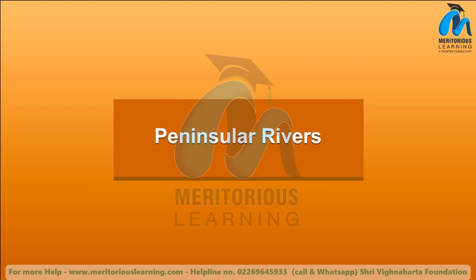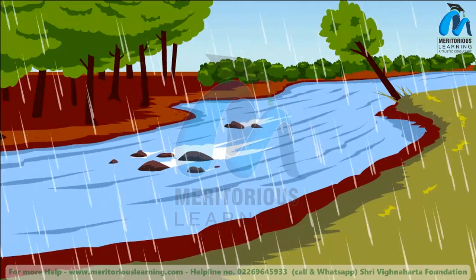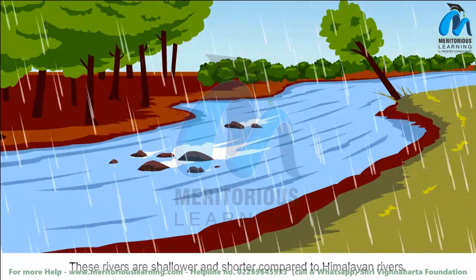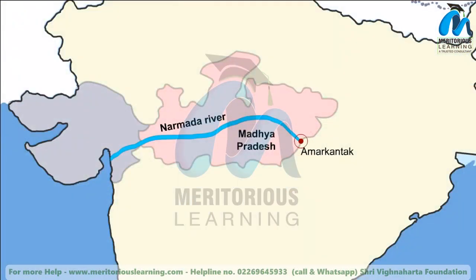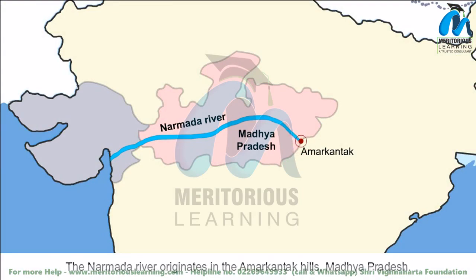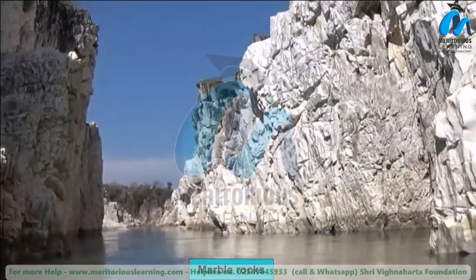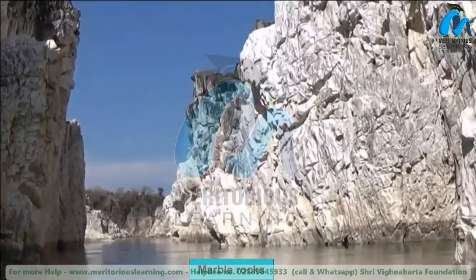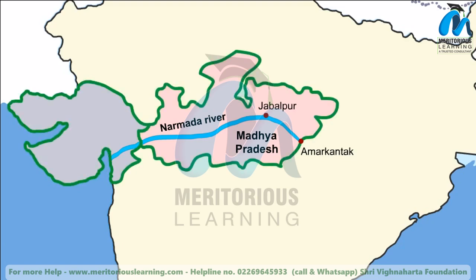Peninsular Rivers. Since peninsular rivers are rain-fed, they are seasonal in nature. These rivers are shallower and shorter compared to Himalayan rivers. Narmada Basin. The Narmada River originates in the Amarkantak Hills, Madhya Pradesh. It flows westward and passes by the Marble Rocks near Jabalpur. Its tributaries are very short and join it at right angles. The Narmada Basin covers a large area of Madhya Pradesh and Gujarat.